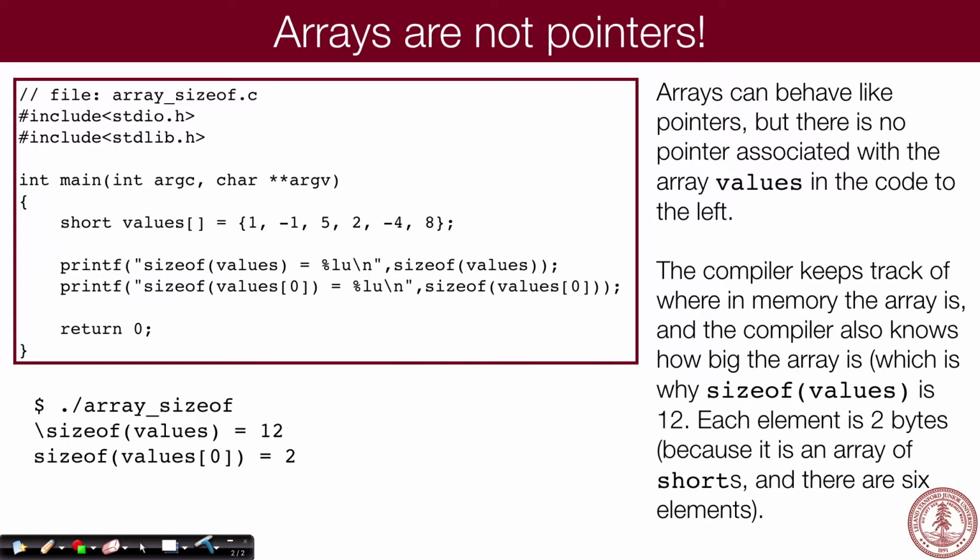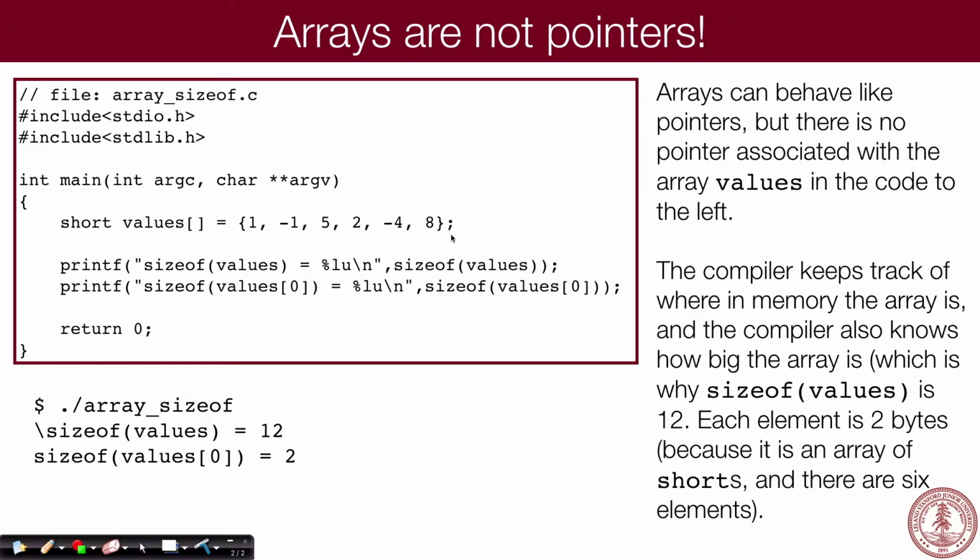Arrays are not pointers. Arrays behave like pointers. I'm going to keep stressing this because you've got to get the difference in here. There is no pointer when I say short values equals 1, -1, and so on. There's just a value there that the compiler knows about and says, okay, here's where your array is in memory. There's no pointer to it, and that's the end of it. If you want a pointer to it, you can get it, but at this point, there is no pointer.